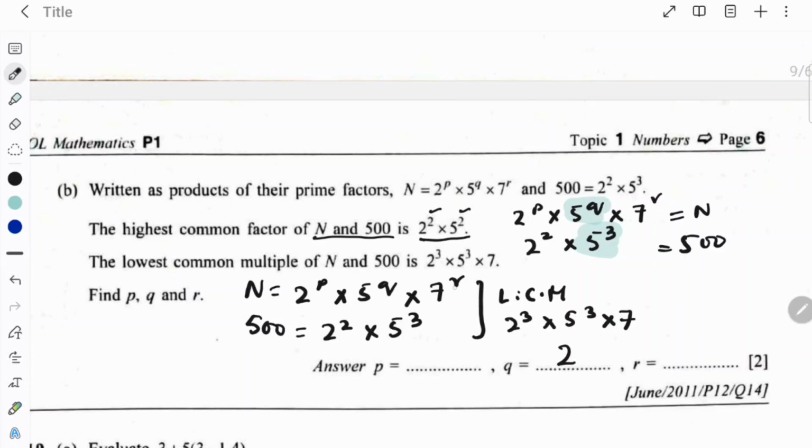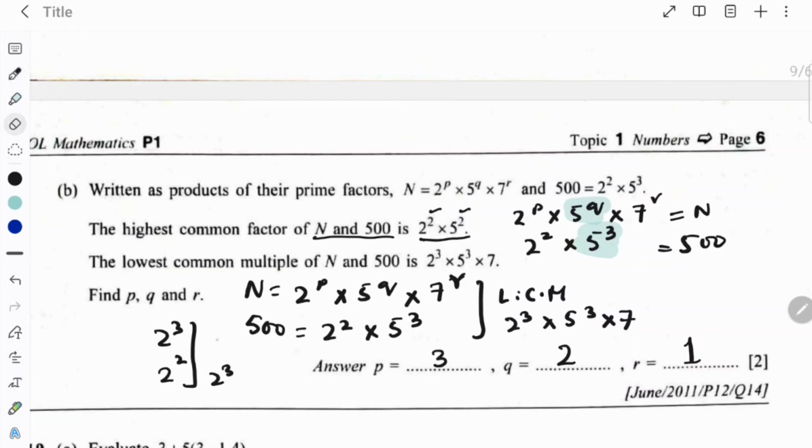Alright, so for 7 to the power r, r will be equal to 1, because we can keep only 1, otherwise we cannot get that LCM. Okay, let's decide what p will be. If I take 2 to the power 2 and 2 square, then the LCM will not be 2 cube. I'll have to take p as 3. So 2 to the power 3 and 2 square, so the LCM will be equal to 2 cube, which we want. So p is equal to 3.